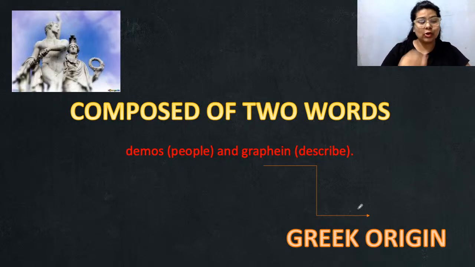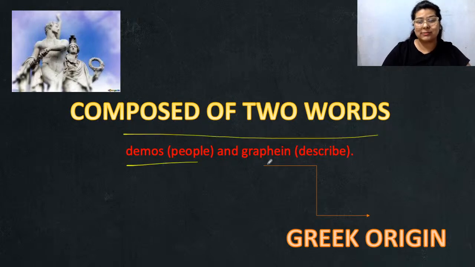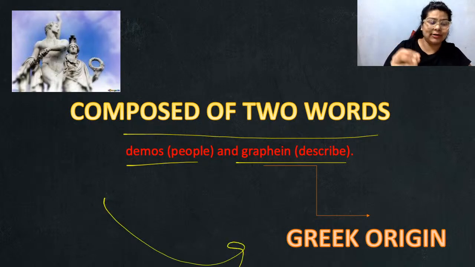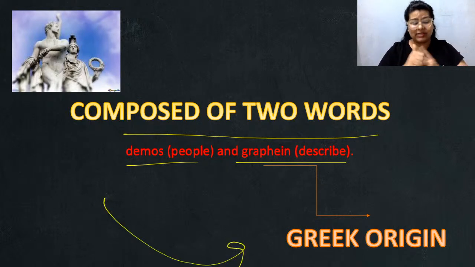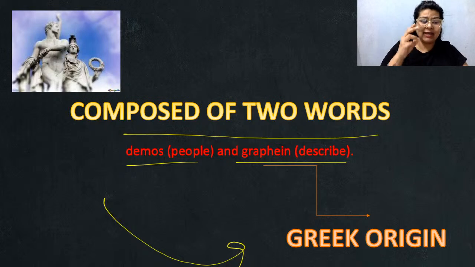जैसे हमने sociology के बारे में पढ़ा that it is socius and the study of logos. Similarly, this is also consisting of two words, that is demos, which is people, and graphine, which is describe. And these are also coming from the Greek origins. So these two are the words which are coming from the Greek origin.